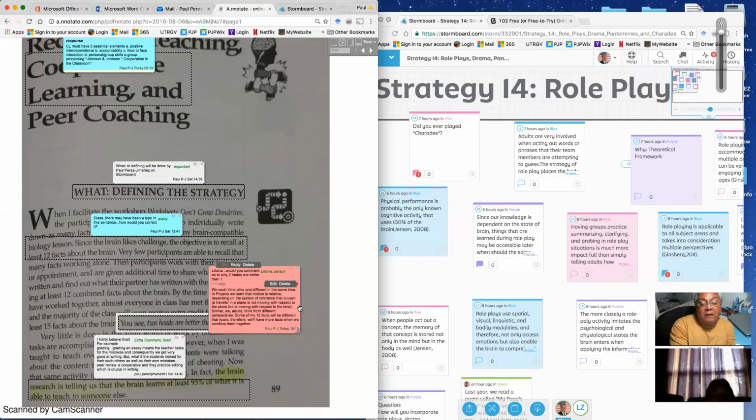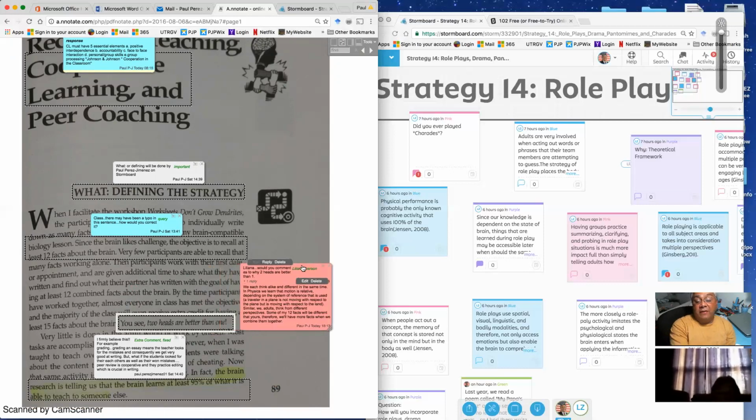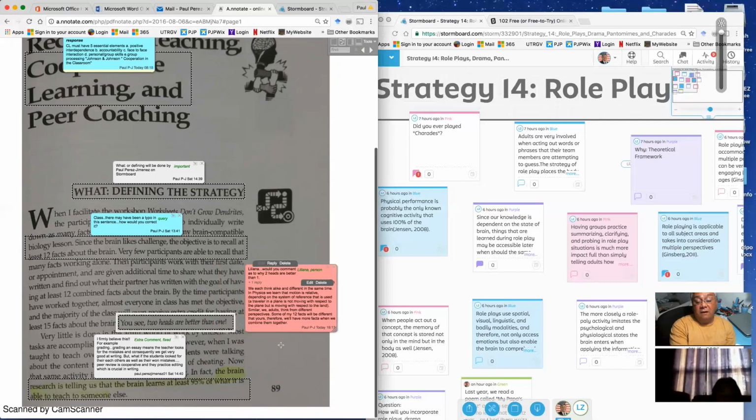We each think alike and different at the same time. Just like in physics, we learn that motion is relative depending on the system of reference that is used. For example, a traveler in a plane is not moving with respect to the plane, but is moving with respect to the land. We adults think from different perspectives. Some of my 12 facts will be different than yours. Therefore, we can put everything together and have more than 12 together. Excellent. That's a great response.